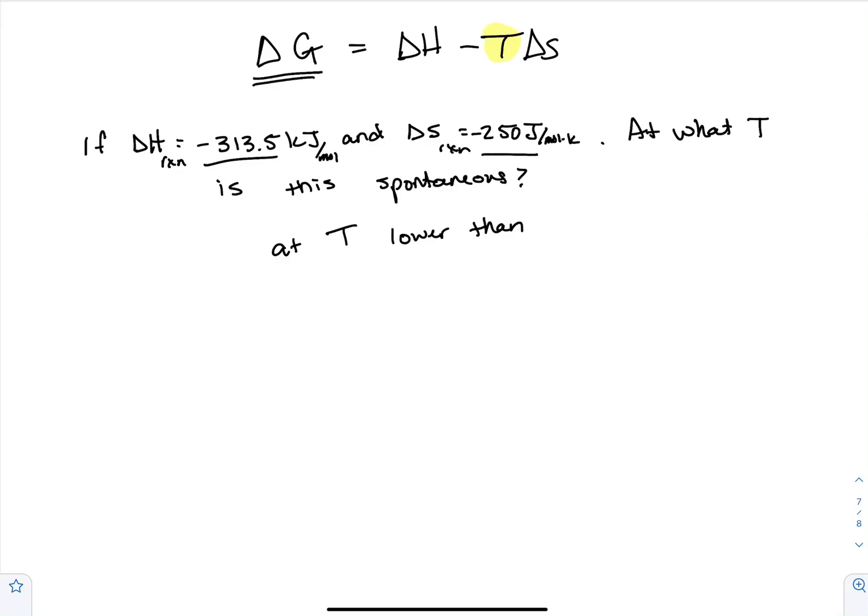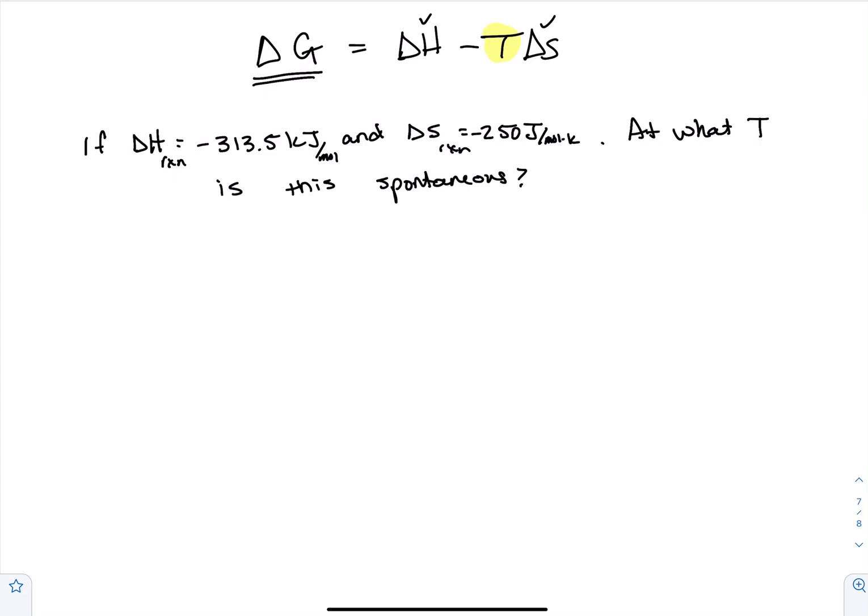Okay, so another way that this equation can be used is to solve for temperature. And sometimes you'll get asked questions like, at what temperature is this spontaneous? So we've got two values. We have a delta H value and then we have a delta S value. So we've got values here, and we want to know when that's spontaneous.